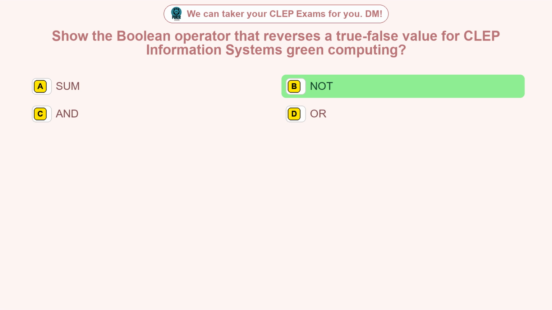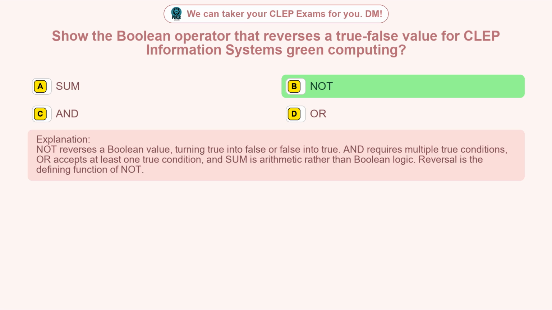Not. Not reverses a Boolean value, turning true into false or false into true. And requires multiple true conditions, or accepts at least one true condition, and some is arithmetic rather than Boolean logic. Reversal is the defining function of not.